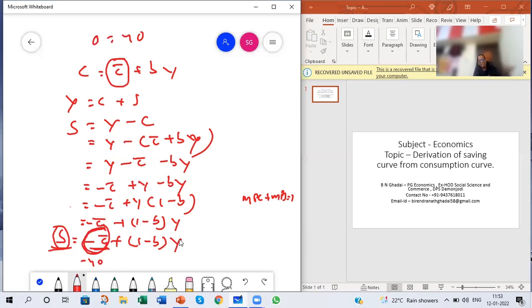Alternatively, you can derive the consumption function from the saving function. No problem. Is it okay?